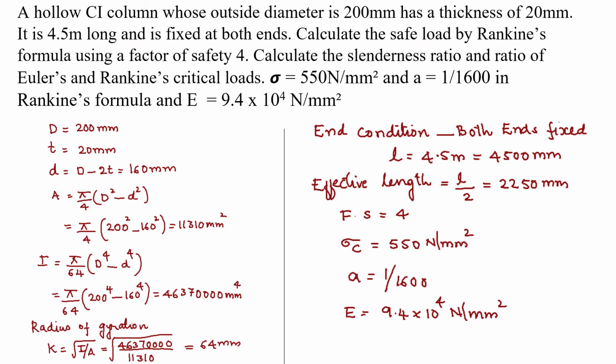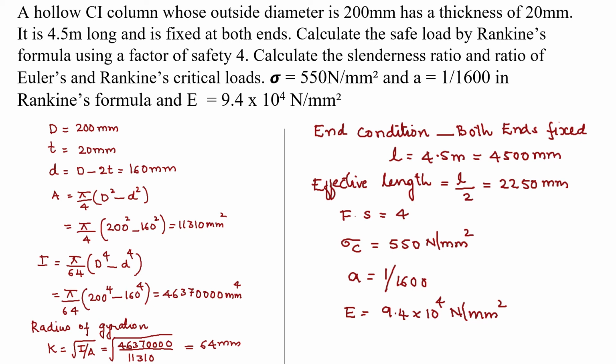A hollow cast iron column whose outside diameter is 200 mm has a thickness of 20 mm. It is 4.5 meter long and fixed at both ends. Calculate the safe load by Rankine's formula using factor of safety 4. Calculate the slenderness ratio and the ratio of Euler's and Rankine's critical loads.